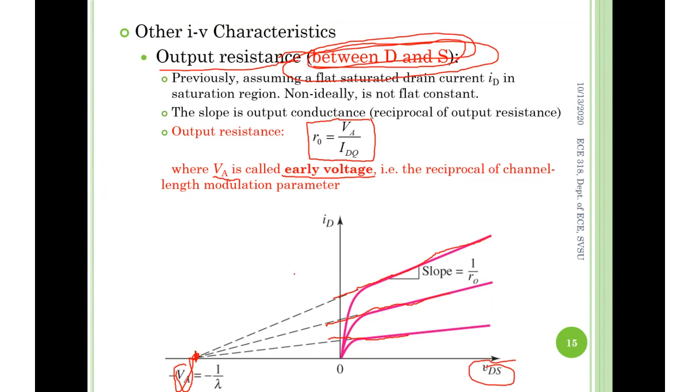That's the early voltage. So what do you think about this early voltage? Big or small? What do you expect? Is V_A big or small? Any thought?